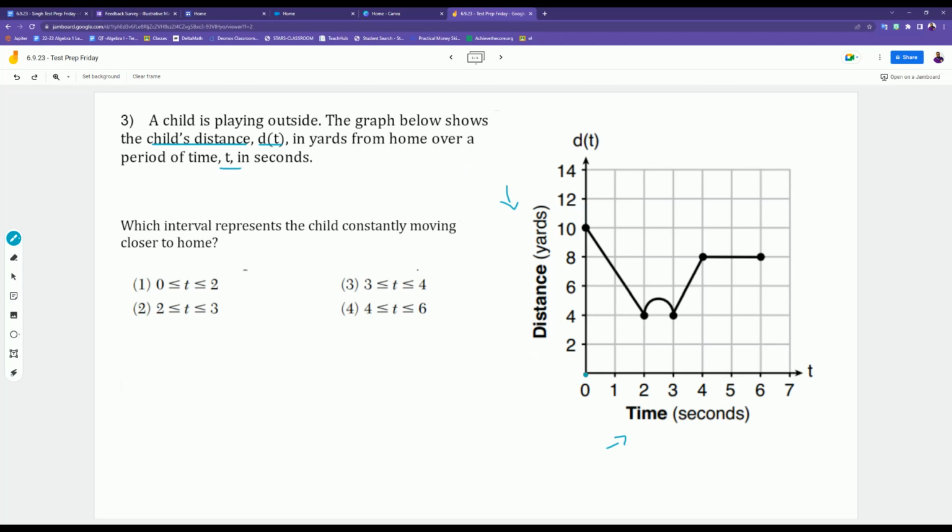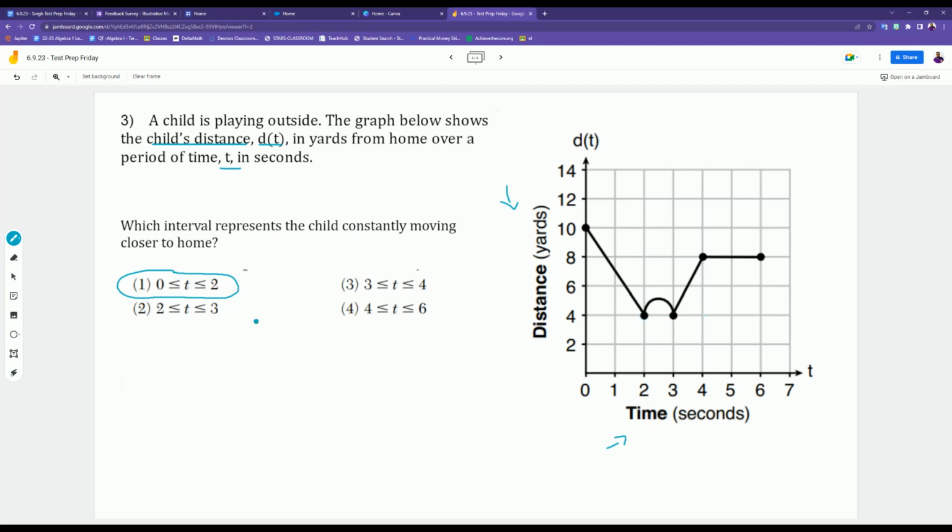When we are at 0 seconds, the child is 10 yards away from home. When we're at 1 second, he or she is about 7. When we're at 2 seconds, they're about 4 yards away from home. So we notice that from 0 seconds to 2 seconds, they're getting closer to home. Which one of these is going to be from 0 to 2? Option 1 is saying from 0 seconds to 2 seconds, the child is going closer to home.